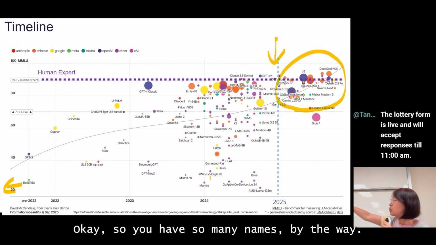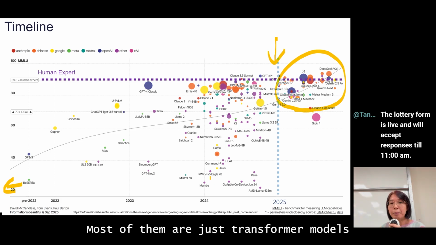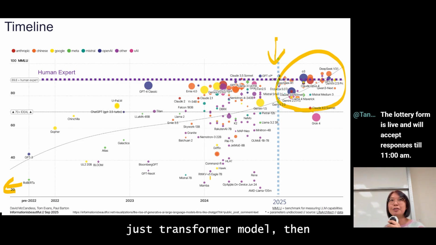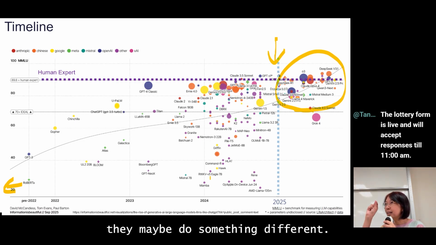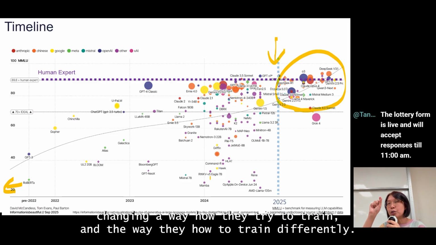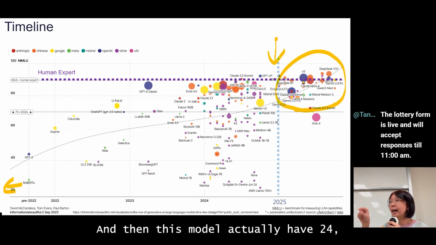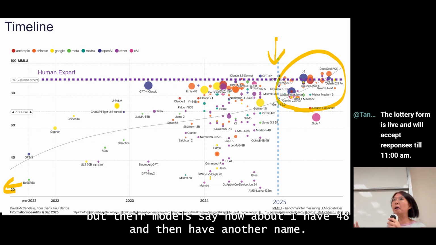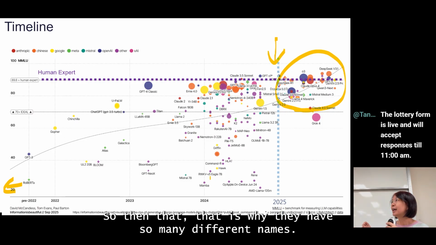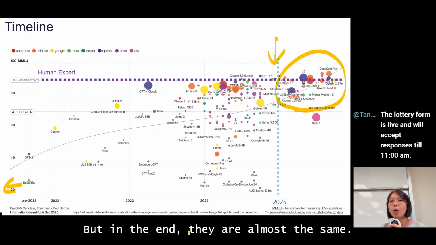Okay. So you have so many names. By the way, most of them are just transformer models. But they maybe make some tiny differences, changing the way they train, and because they train differently, they give them different names. This model has 24 blocks. That model says, how about me? I have 48, and then has another name. So that is why they have so many different names. But in the end, they are almost the same.